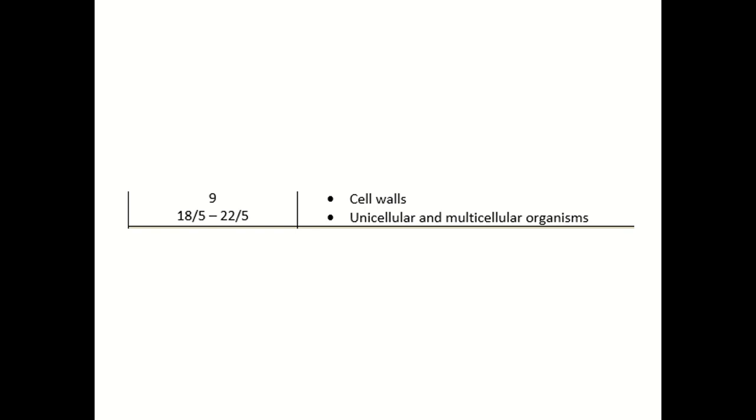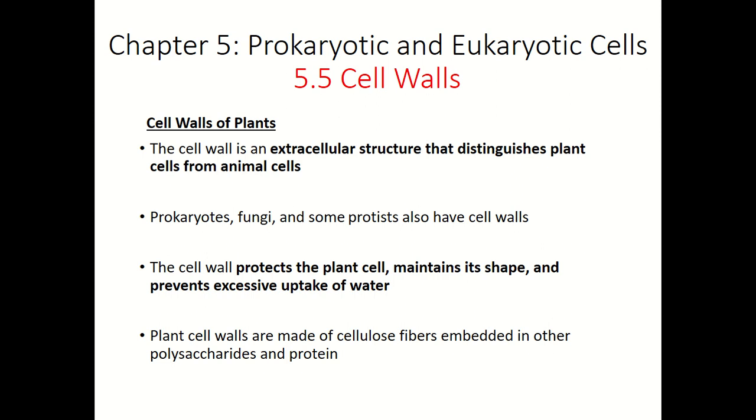This week we will continue our lesson on chapter 5 on the last two subtopics. We're going to learn about the structure and the functions of the cell wall, and also what unicellular and multicellular organisms are. So the cell wall is an extracellular structure that can only be found in plant cells, not animal cells. However, some protists, prokaryotes, and also fungi do have cell walls.